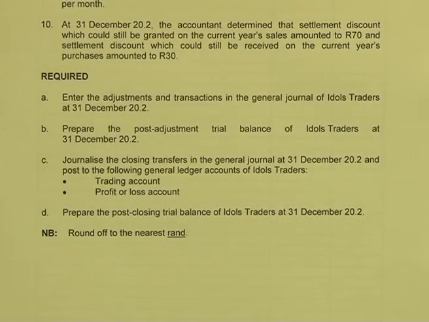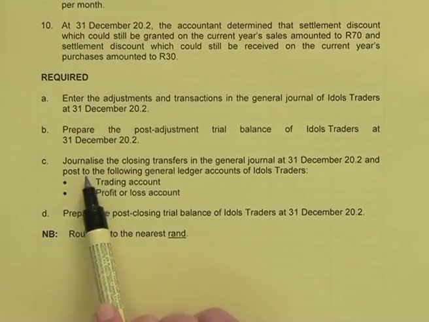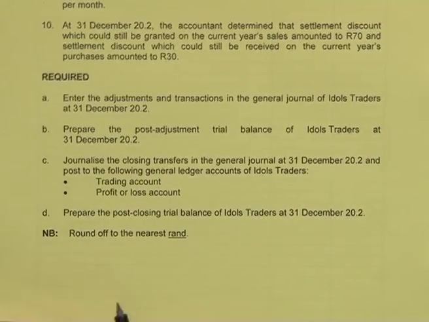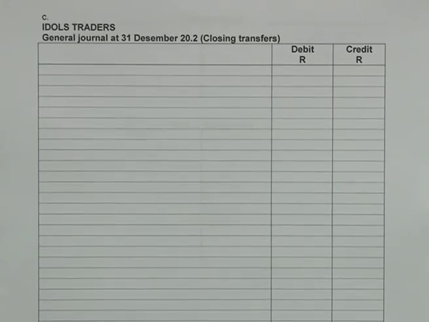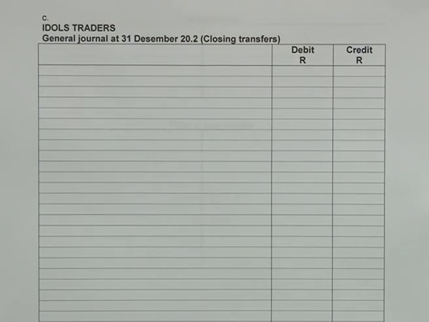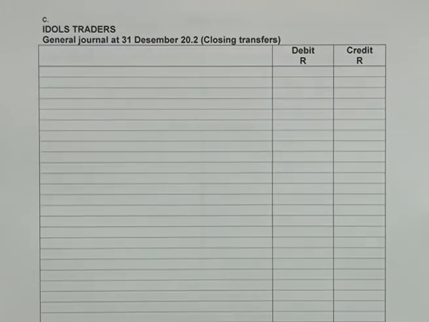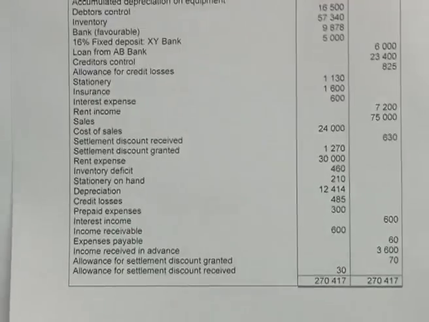So if we have a look at the required part that we are going to deal with, the C part, we have to journalize the closing transfers. So I'm going to get my framework ready, the general journal. It's at the end of the year because that's when the closing process takes place. So we're now going to use our post-adjustment trial balance and identify all the income and expense items that we want to close off to either the trading or the profit and loss account.